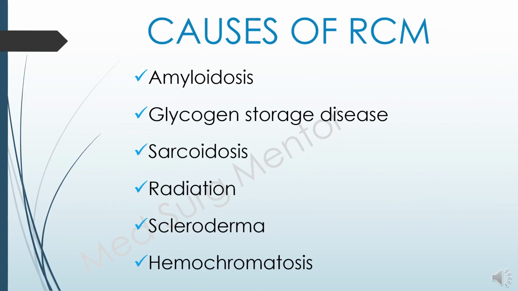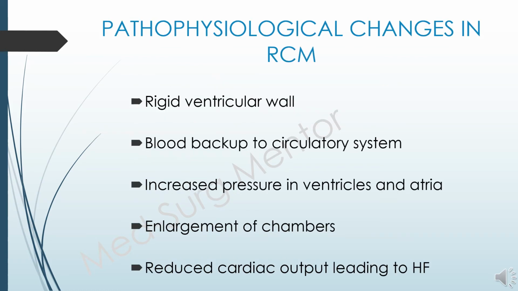Common causes of restrictive cardiomyopathy are amyloidosis, glycogen storage disease, sarcoidosis, radiation, scleroderma, and hemochromatosis. Let's see the pathophysiological changes in restrictive cardiomyopathy. In this condition, the chambers of the heart become stiff over time. Though the heart is able to squeeze well, it is not able to relax between beats normally. This makes it hard for the heart to fill with blood.